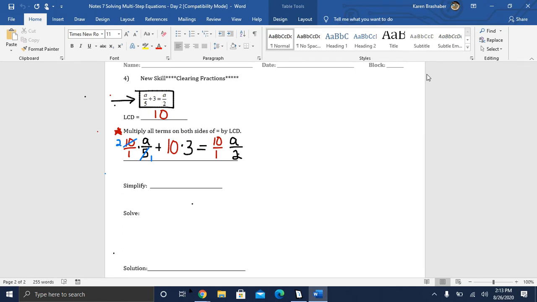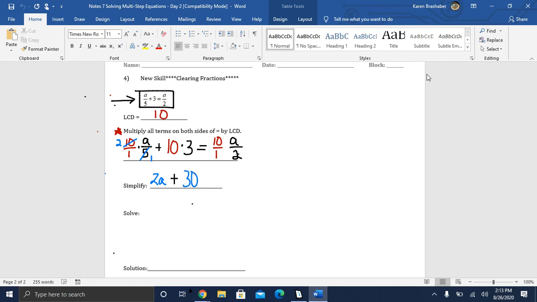And since we have the numerator now as 2 times a and the denominator as 1 times 1, we don't need to write the 1. In fact, that's why we're doing this. We want to not have to write this as a fraction. So we'll just take the 2 times the a, and that will be my first term. Then we have your plus sign, and then 10 times 3. Now that's just regular multiplication. 10 times 3 is 30.